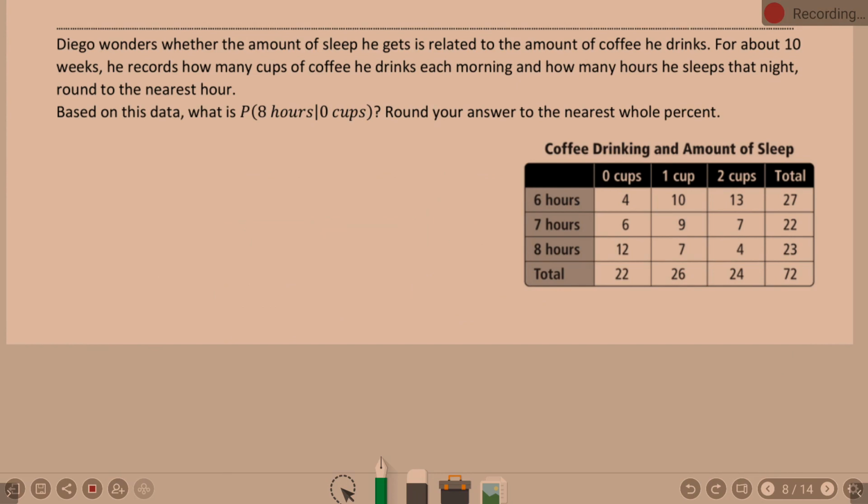Diego wonders whether the amount of sleep he gets is related to the amount of coffee he drinks. For about 10 weeks, he records how many cups of coffee he drinks each morning and how many hours he sleeps that night, rounded to the nearest hour. Based on this data, what is the probability of 8 hours given 0 cups? And then it's asking us to round our answer to the nearest whole percent. So expressing it as a percent.